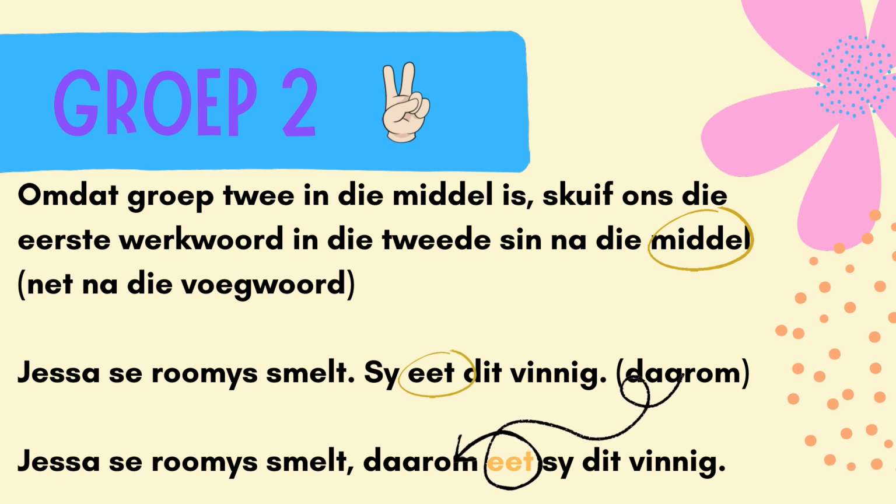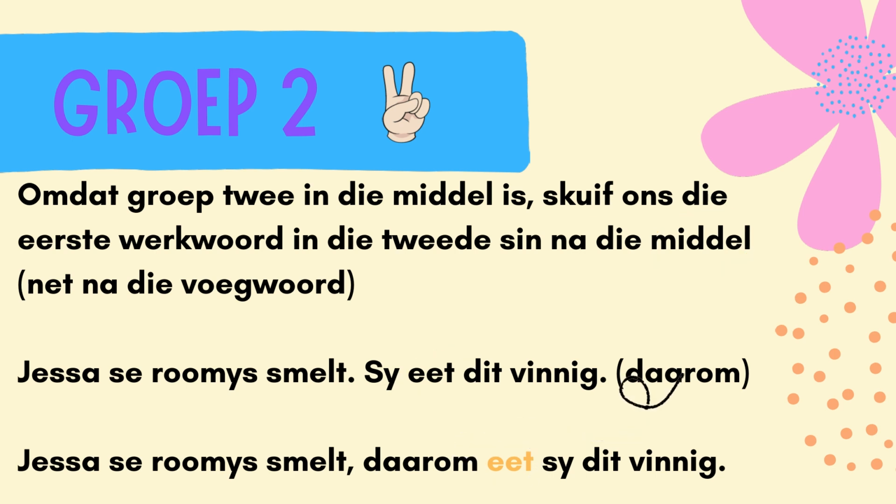Okay, so if we have to join the two sentences, we write sentence 1 exactly as it is. Then we write the conjunction. You can see my arrow is telling me that daarom has been added. Then I identify my verb in the second sentence. Now, if I look at my second sentence, sy eet dit vinnig. Eet is my verb. So I have to move that to the middle. So I'm going to write eet behind the conjunction. Now I'm left with sy, dit, and vinnig. And I write it in exactly the same order. Sy, dit, vinnig. All right, so that's it.